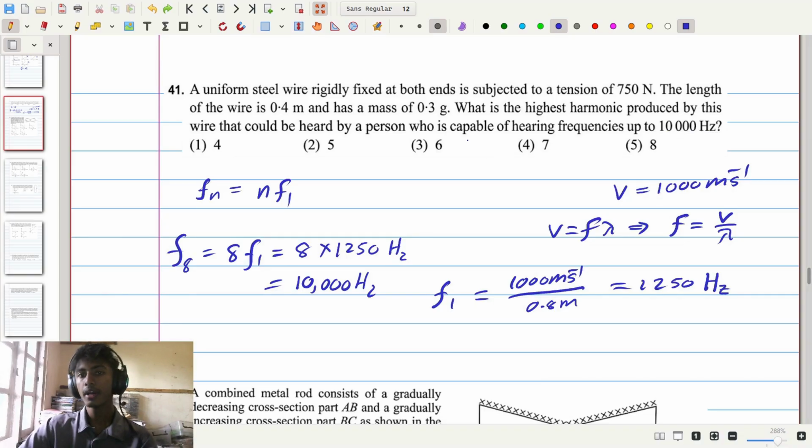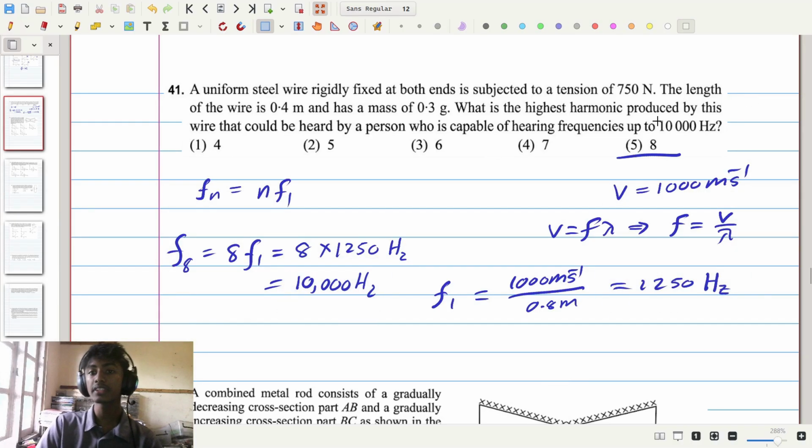So therefore, if the person can hear up to 10,000 hertz and the 8th harmonic here can actually produce exactly 10,000 hertz, then the person should be able to hear that harmonic, and therefore the answer is answer number 5, the 8th harmonic. If the first harmonic is 1250 hertz and the 8th harmonic produces 10,000 hertz and the person can hear 10,000 hertz, then the highest harmonic the person can hear is the 8th harmonic. So the answer here is answer number 5, 8th harmonic.